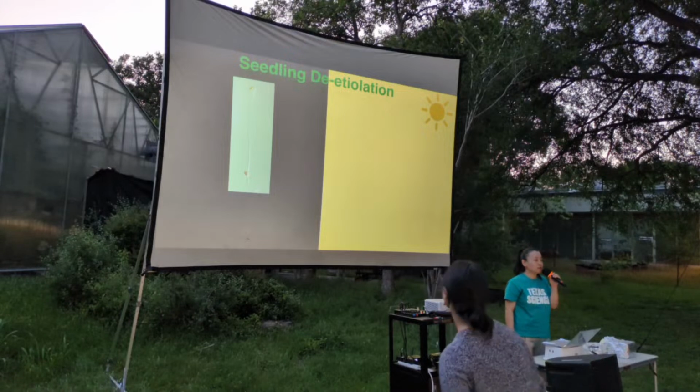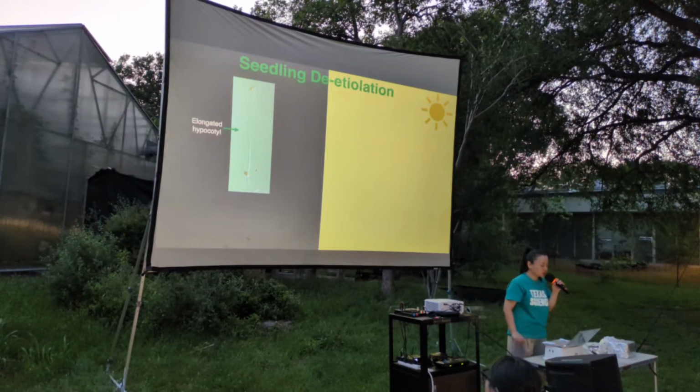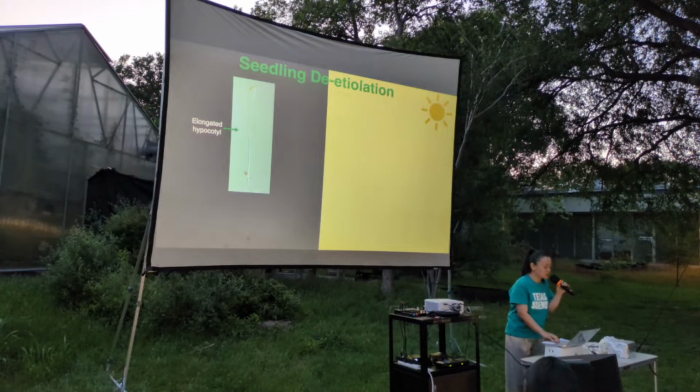So, in the dark, you might see the seedling like this, right? They have a very long stem. Actually, it is an elongated hypocotyl. In plant biology, we call this stem-like structure the hypocotyl. Why in the dark do they have such a long, elongated hypocotyl? Looking for light. Yes, good.